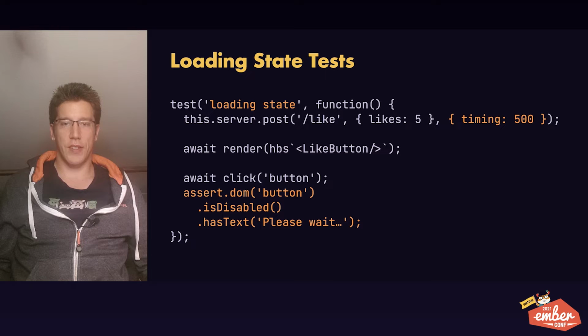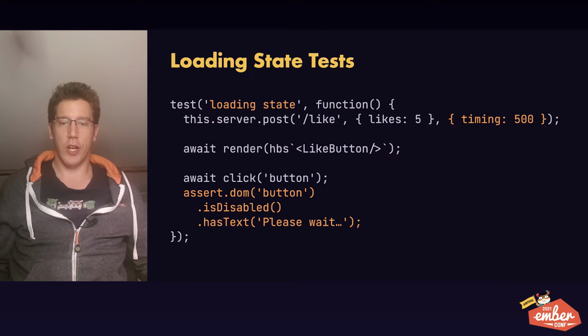Now let's look at the loading state tests. We can pass a timing option to Mirage, which will tell it to delay the response for a number of milliseconds. In this example here, we've chosen 500 milliseconds. We've also changed our assertion to check that the button is disabled and that the label has changed.